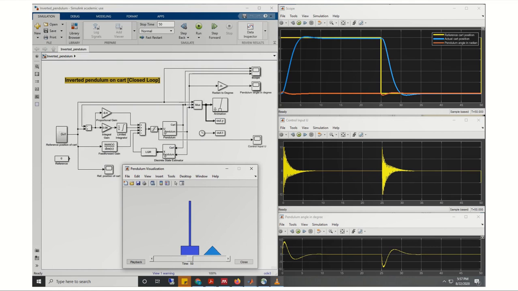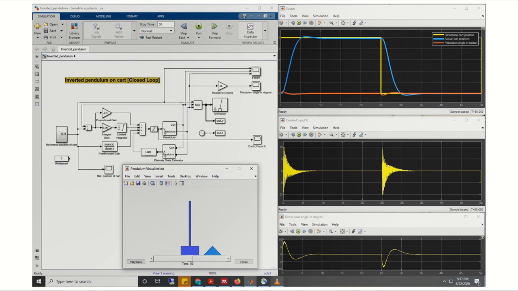Now if your cart position is the output without any regard to the pendulum angle, then what will happen? You can say, okay, my cart will reach here, the pendulum will fall down, but keeping the pendulum upright is the nature of stability of the entire system. You can't have the pendulum fall down from the vertical position.